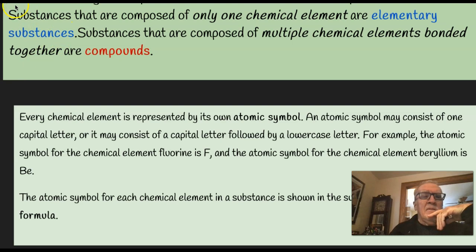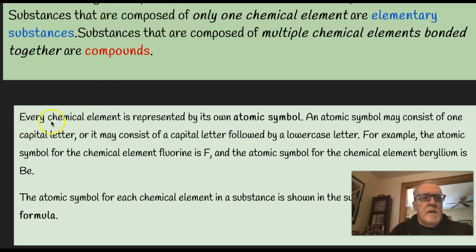Okay, so here we go. A substance, any kind of substance, salt, butter, may be composed. Remember, composed means made up of one chemical element or more than one chemical element. Substances that are composed of only one chemical element are elementary substances. They only have one element. Substances that are composed of multiple chemical elements bonded together are called compounds, which makes sense because you've heard the word compound as it relates to compound words, more than one word being put together, like backyard, back and yard, right? So it's more than one.